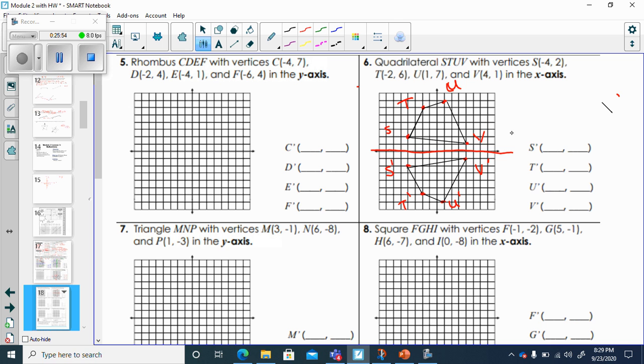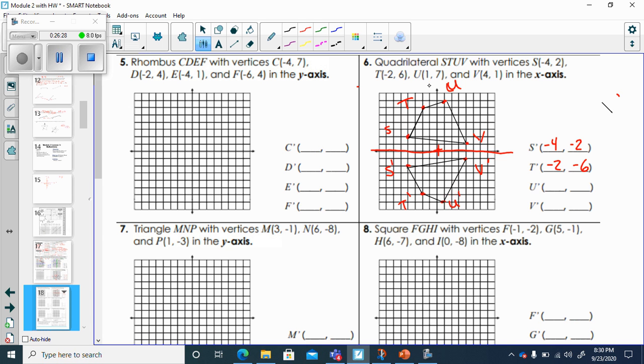Okay. S prime is at, let's see now, that's your origin. S prime is at negative 4, negative 2. Now let's look at this. What have I done? I've changed the sign of the y value. I can go across here and do the same thing. T prime is going to be at negative 2, negative 6. Let's check and see. Negative 2, negative 6.